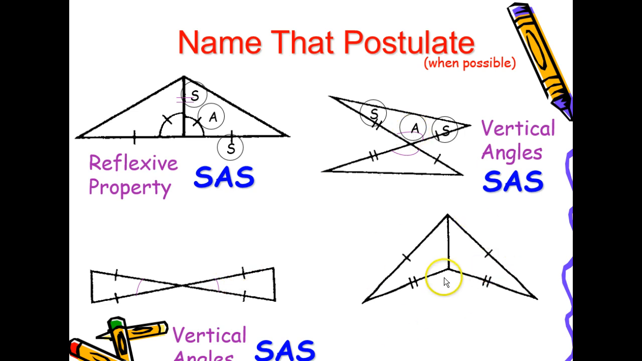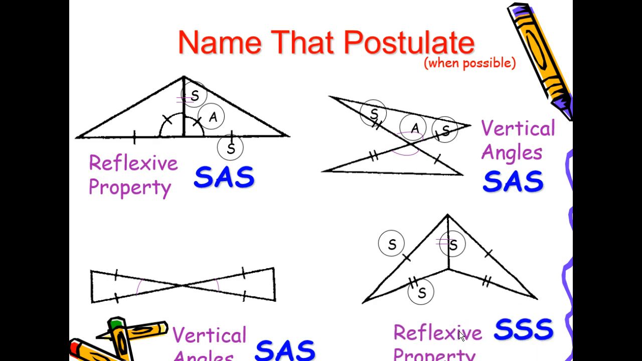This last one here should look a lot like this one, except we're going to label this side right here. This side is congruent to itself in both triangles because it's shared. We call that the reflexive property. We're going to put an S there, an S there, and an S there. And this one is different than all the rest because it is a side, side, side similarity.